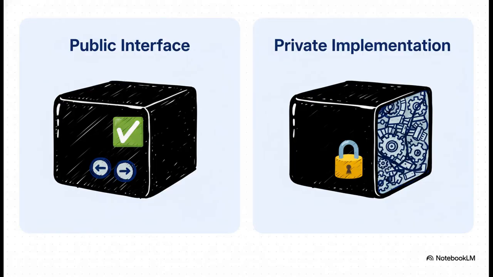And encapsulation enables this really crucial concept called information hiding. So the person using your object only interacts with a clean, simple public interface, commands like enqueue or dequeue. Meanwhile, all the messy internal details, the private implementation, are totally hidden away. The user doesn't need to know how it works, and more importantly, they can't accidentally break it.